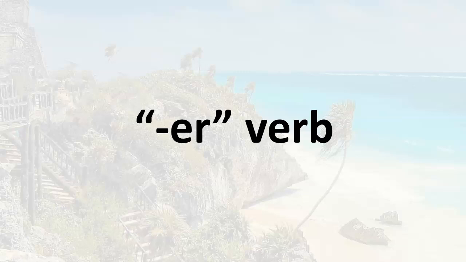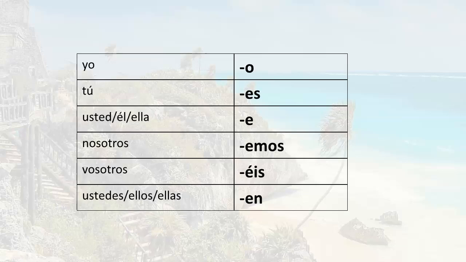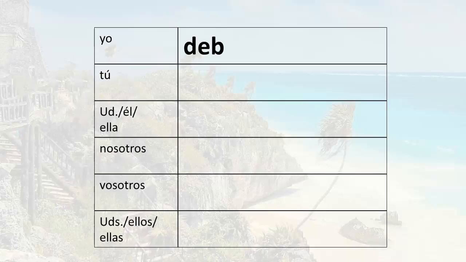It's a regular ER verb, which means if you know the endings for regular ER verbs, then you can easily conjugate this verb. So let's go ahead and go through the process here very quickly. Remember, you remove the ER from deber, or the infinitive. What you're left with is the root. So we have our root here, and all I have to do is add the appropriate ending for yo, which is o. So yo debo. Yo debo means I owe. I do owe, or I am owing.